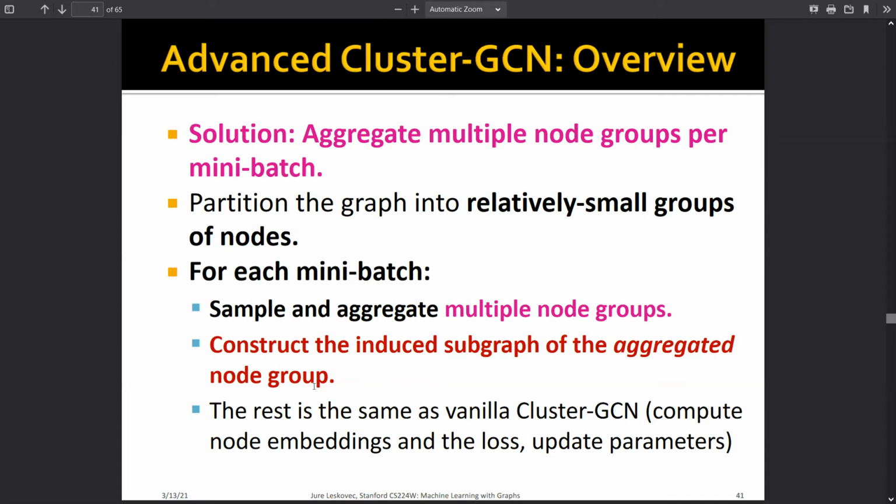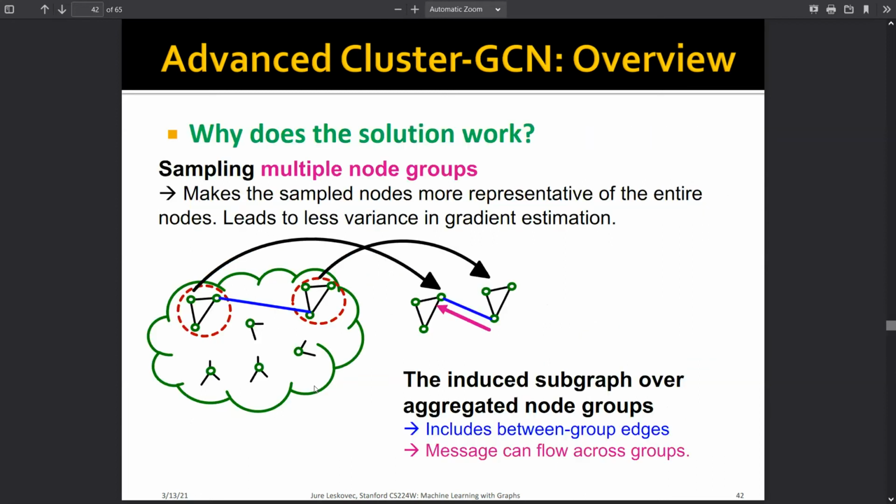Okay, a subsample made up of subgraphs which are connected to each other. Otherwise, it is similar. So he's taking these two, for example, and he's creating this, and he's doing the aggregation over this. It makes sampled nodes more representative of the entire node set and leads to less variance in gradient estimation. Since it includes between-group edges, messages can flow across groups.